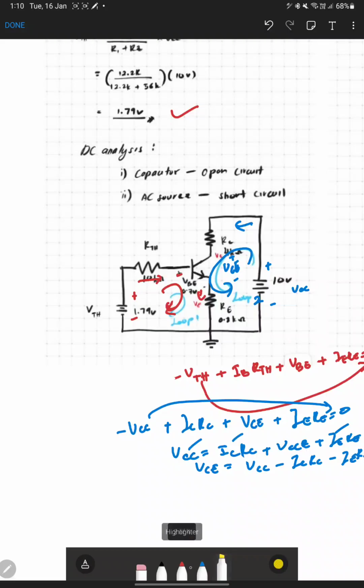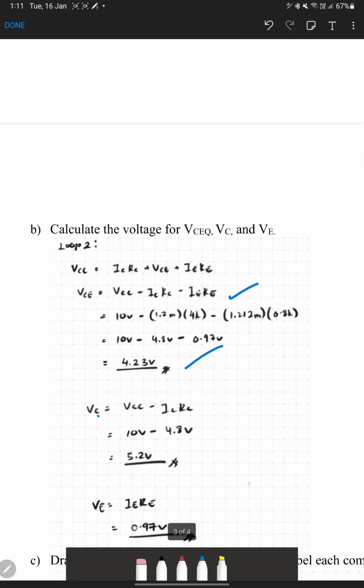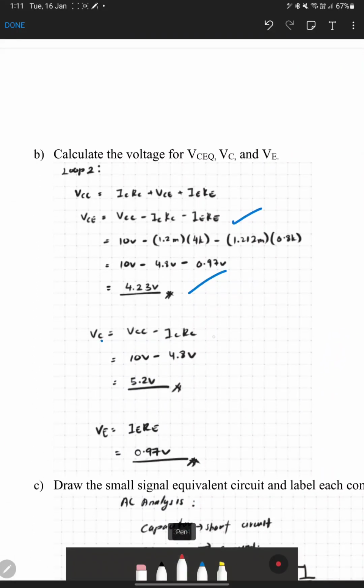Means that the value from VC from here until here, because the VC. So the voltage remaining is 10 of VCC minus ICRC. So we got the value for VC 5.2. Then for the VA is simply IERE, you got 0.97.